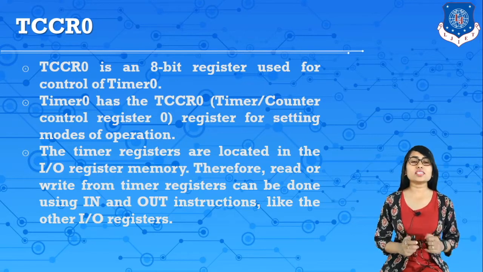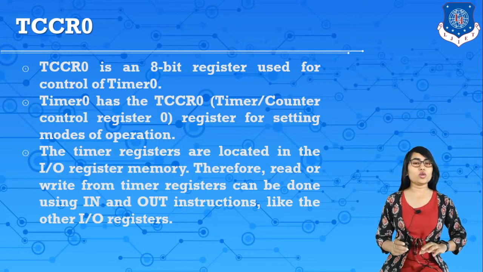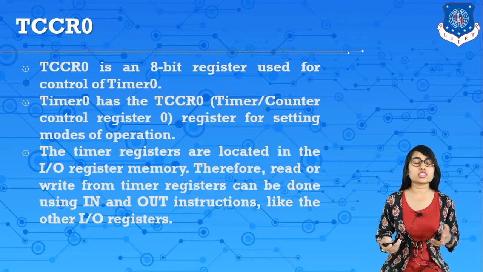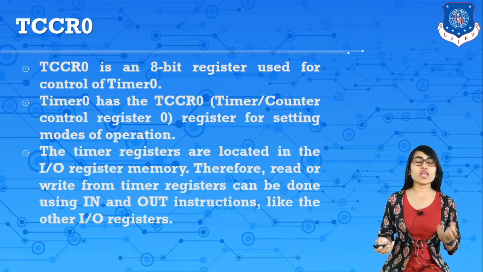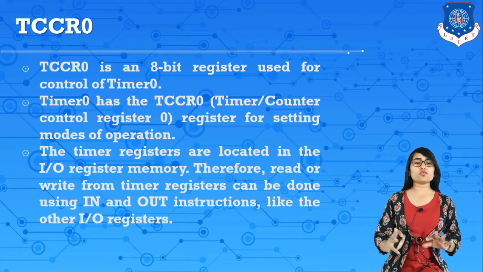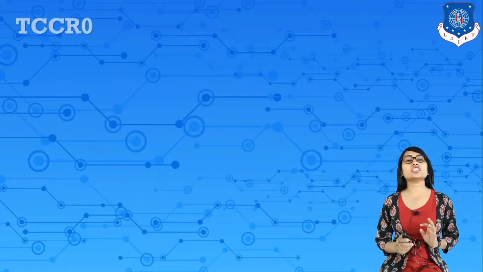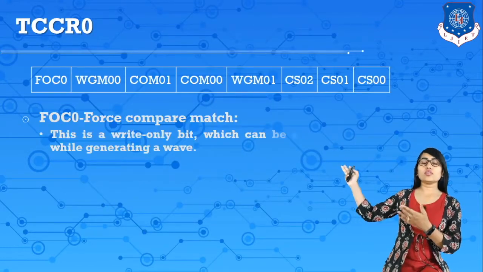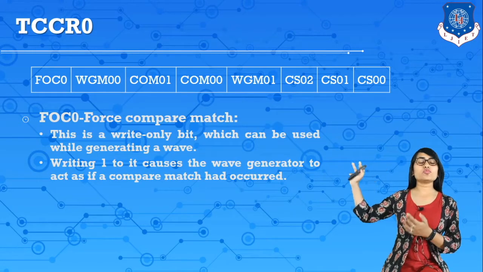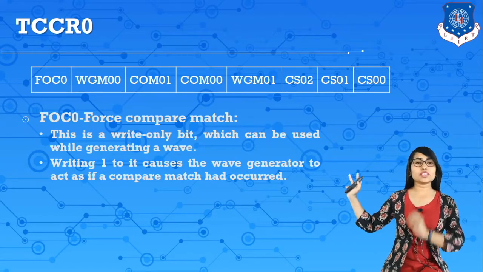The timer registers are located in I/O register memory. Therefore, read or write to timer registers can be done using the in and out instructions, like the input output registers. So to send any value to TCCR0 or TCNT0, we have to use in and out instructions. Here we have the TCCR0 bits. We have a total of 8 bits for TCCR0, and each and every bit is located at a precise location.